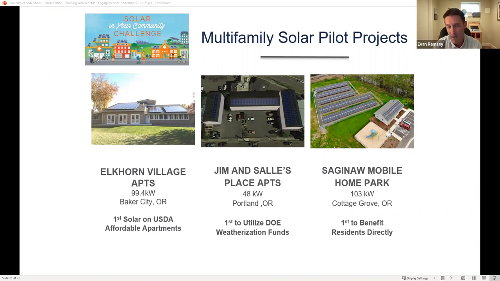And then the Saginaw Mobile Home Park was a great example of partnership with the People's Utility District. It was Emerald PUD in Oregon. They implemented a virtual net metering program voluntarily for nonprofits like St. Vincent de Paul to utilize in this case. And so we're very proud to be a part of this project and enable one of the first mobile home community solar parks in our region, at least.